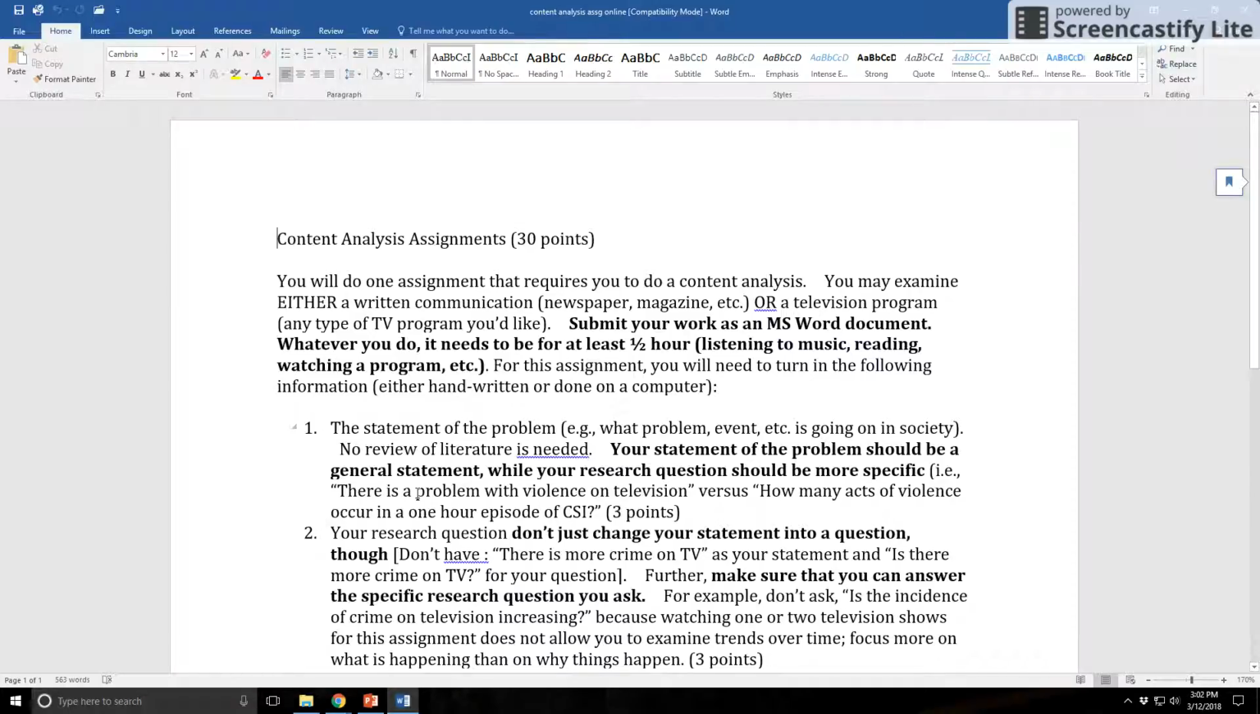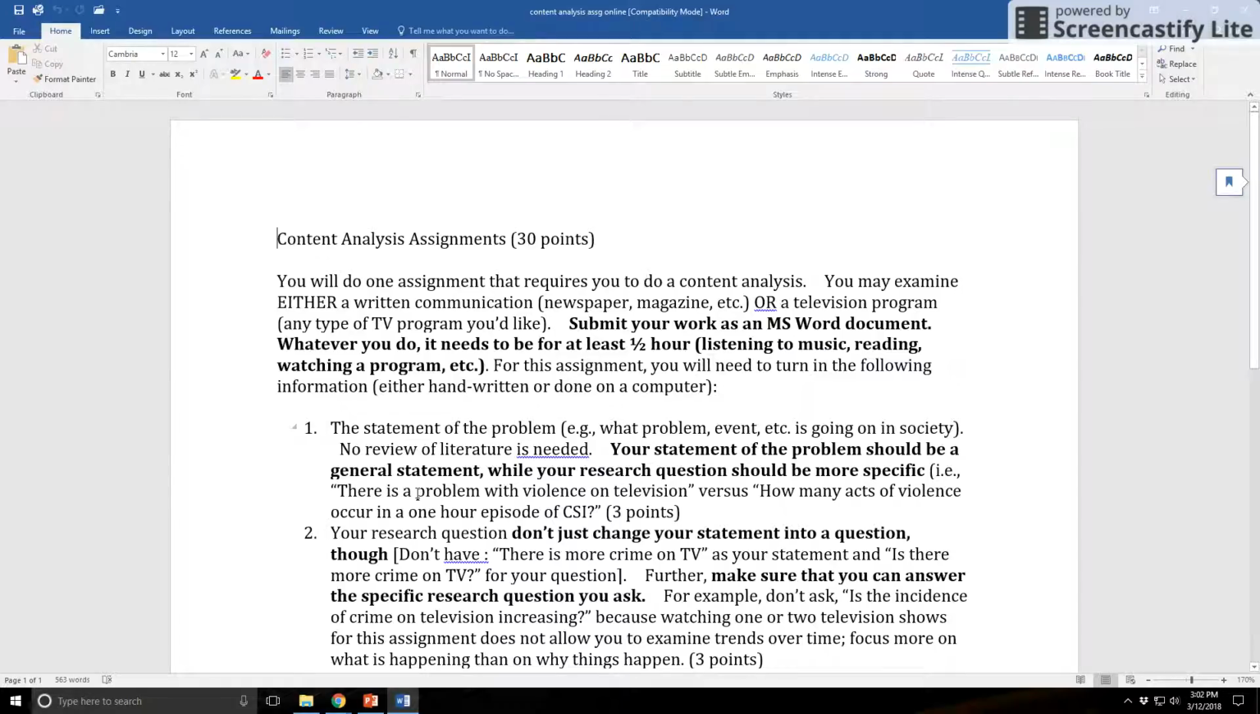You're going to tell us what your statement of the problem is. But remember to make sure you examine a statement of the problem that you can examine. So if my statement of the problem is that the economy is just out of control today, okay, that's the problem. But what am I going to watch or read or listen to that will enable me to figure out the answer to that problem?